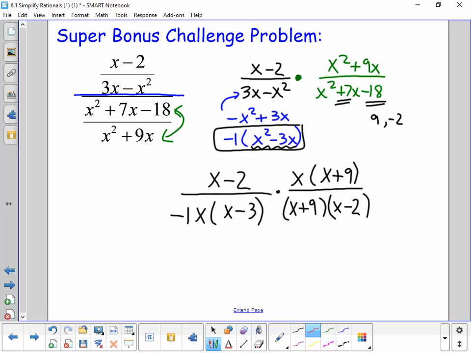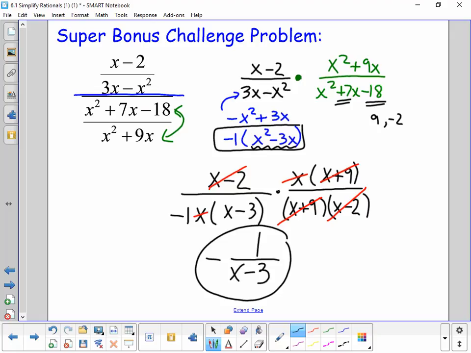Now that everything's factored, I look for factors that reduce. X plus 9's reduce, this x reduces. So I have a negative 1 and I have an x minus 3. That x minus 3 is in the denominator, so I want to leave it there. And that's our solution.